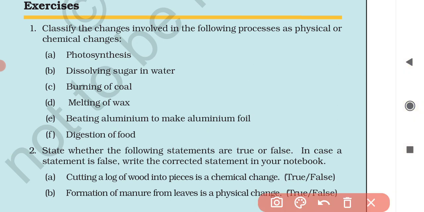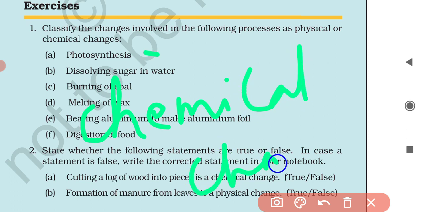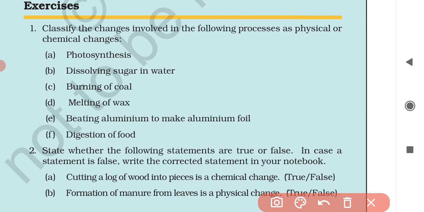Photosynthesis. So say that photosynthesis is a physical change or chemical change. Simply, photosynthesis is a chemical change. Okay, you have to give a dash and write chemical change. Why? Because new substances are produced during the process of photosynthesis. What are the new substances? Carbohydrates and oxygen. These are the new substances formed during the process of photosynthesis. Clear?